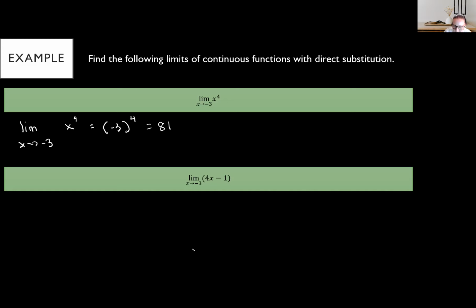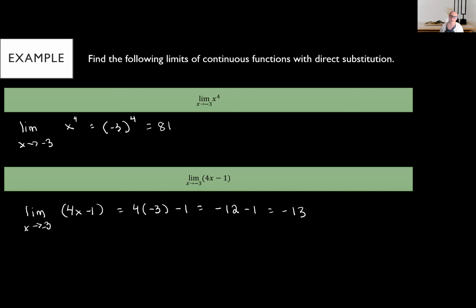Okay. So the next one, we're doing the limit as x goes to -3 of 4x minus 1, which is a linear equation. So it's continuous, so we can plug -3 in for x. And when you do that, the limit disappears. So you just have 4 times -3 minus 1, which is -12 minus 1, and we get -13.